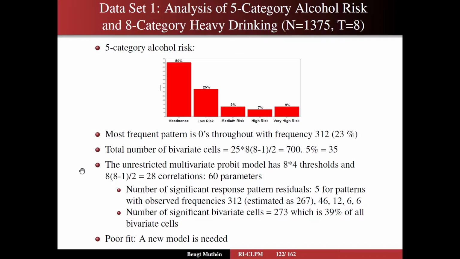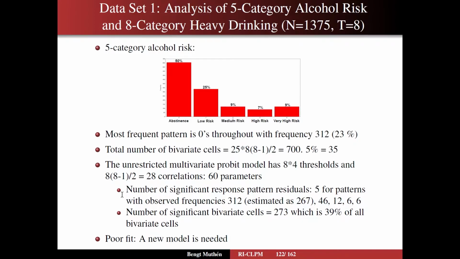Now the unrestricted multivariate probit model has 8 times 4 thresholds. We have 4 thresholds for 5-category variables. We have 8 variables, and that is no structure imposed on the means or probabilities over time. 28 correlations, so 60 parameters.